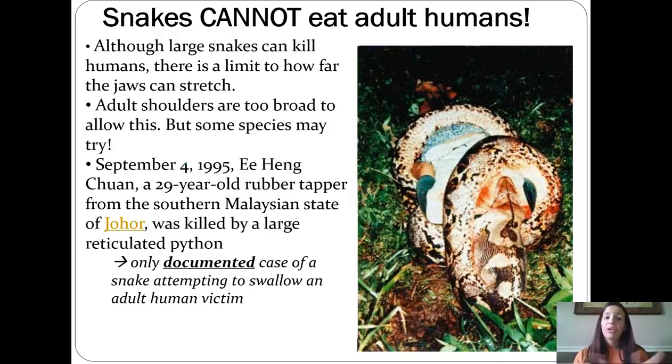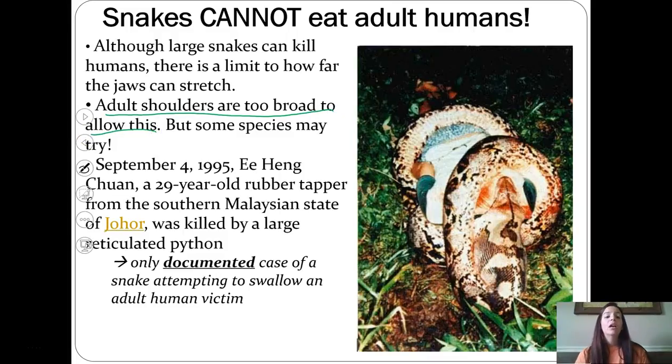Fun fact for you, snakes actually cannot eat adult humans. There have been people that have claimed they eat children, but an adult human is not the case. They can kill you, of course, but they cannot actually swallow you because adult shoulders are too broad to allow this.